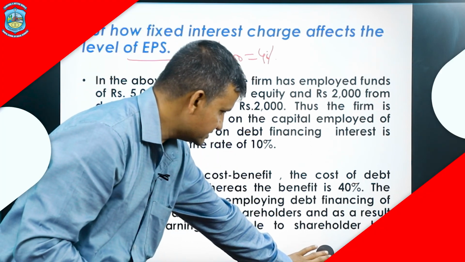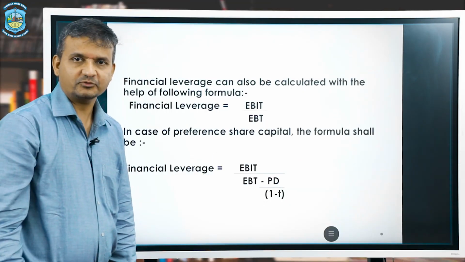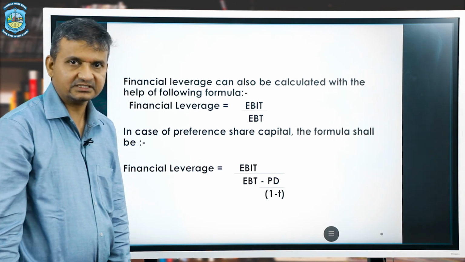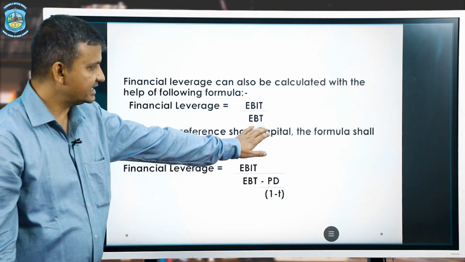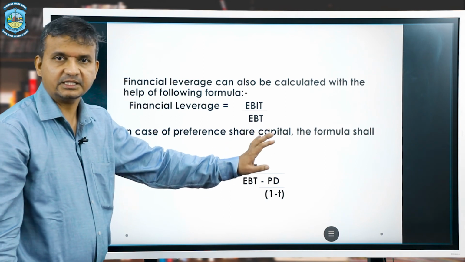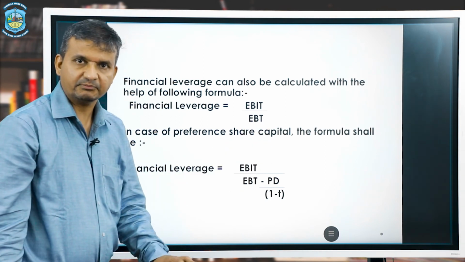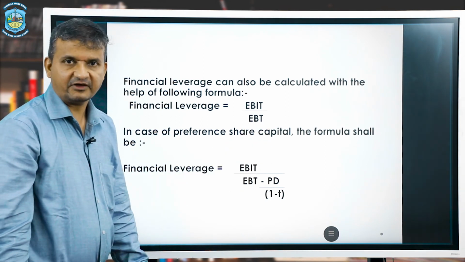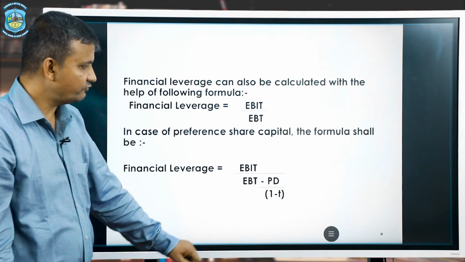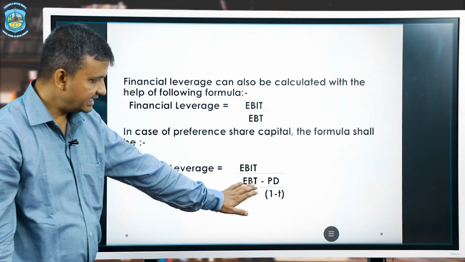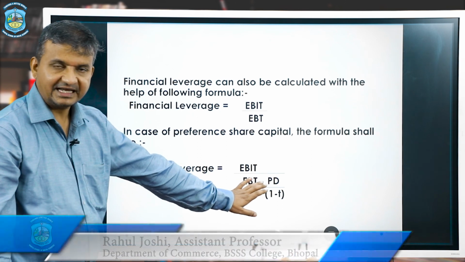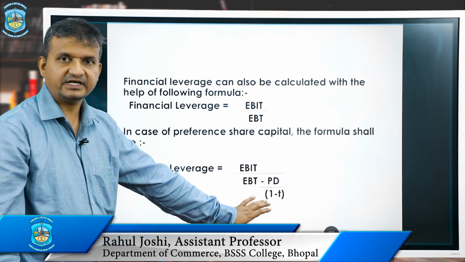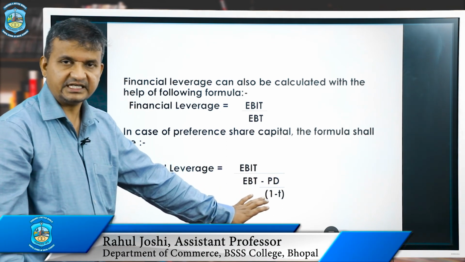Now one more thing remains. Financial leverage can also be calculated with the help of some other formulas. The first one would be EBIT divided by EBT, that is earning before interest and tax divided by earning before tax. And in case we have preferred share capital, the formula would be EBIT divided by EBT minus preference dividend divided by 1 minus T, where T stands for tax rate.